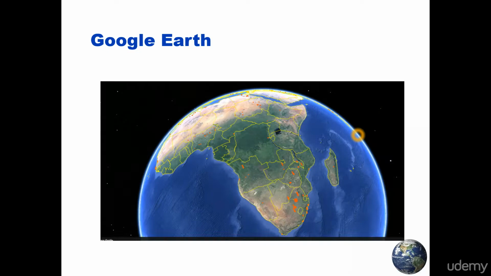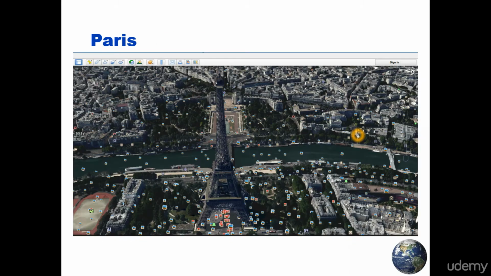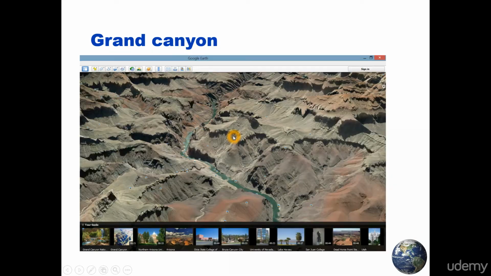Another data source is the Google Earth data set, which helps us to explore any part of the planet using pretty much high resolution data set. For example, this is Paris, a 3D image of the Eiffel Tower in Paris. And this is an example in Grand Canyon, 3D visualization of the Grand Canyon. Pretty much a powerful visualization tool.